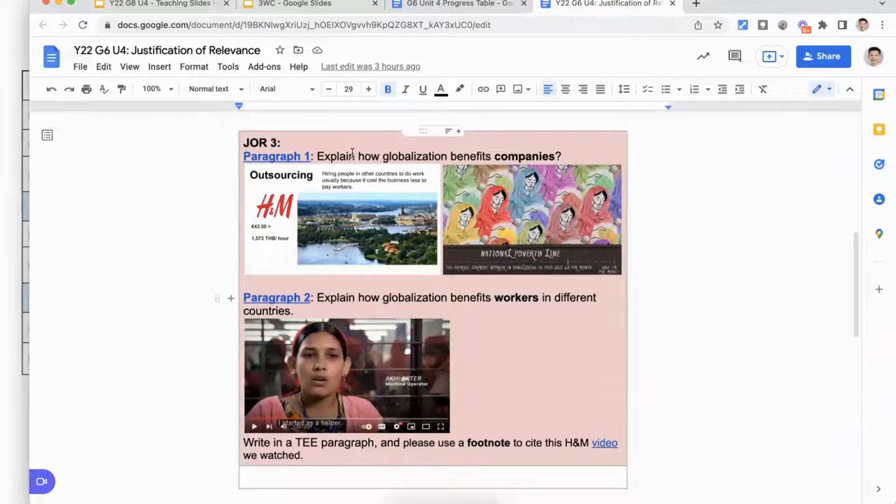Let's say that Alice and I co-planned together, and Alice said, at this point, I want students to be able to talk about what are the benefits of globalization for multinational companies? What are the benefits for workers as well? So we talked about it, and I said, okay, cool. How are we going to help them?